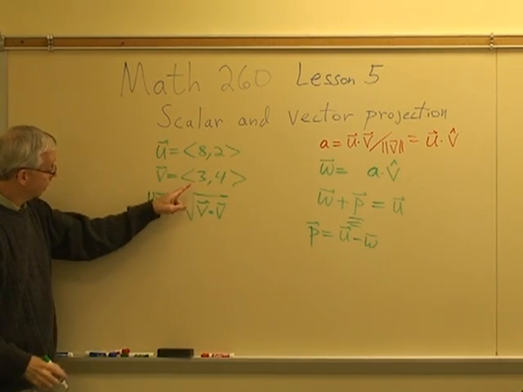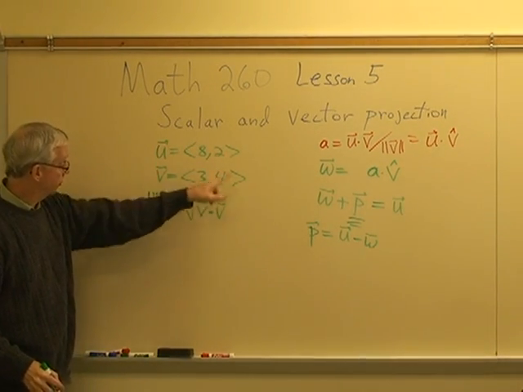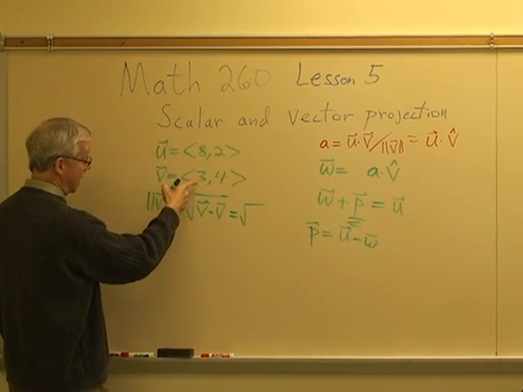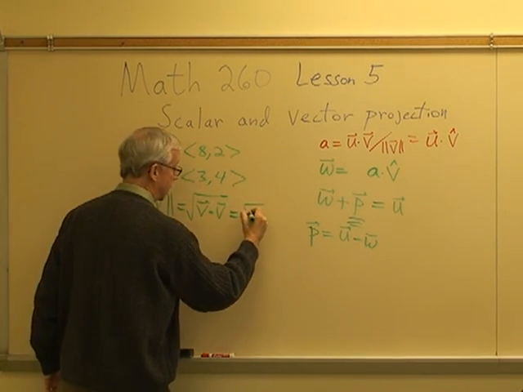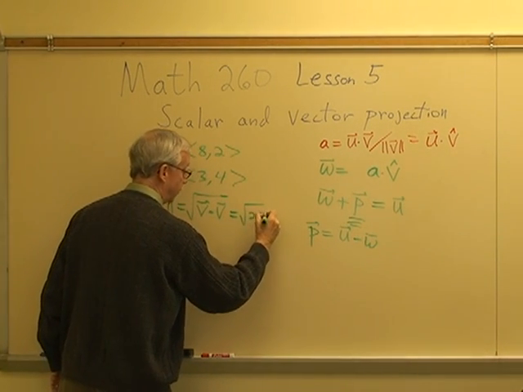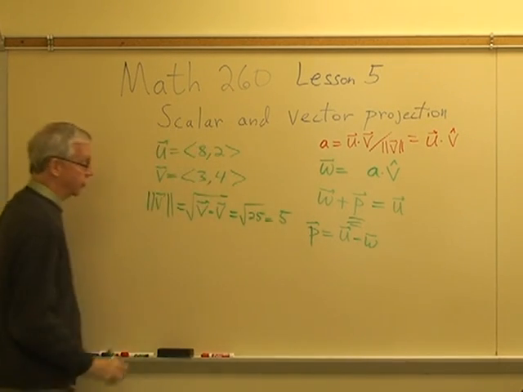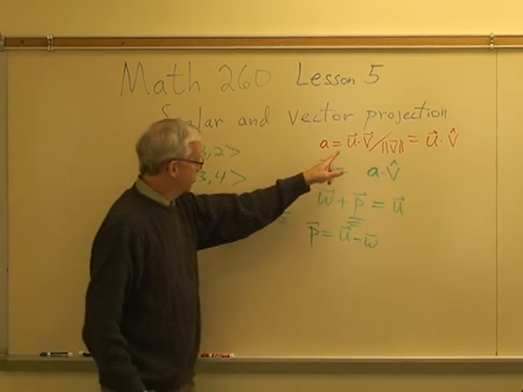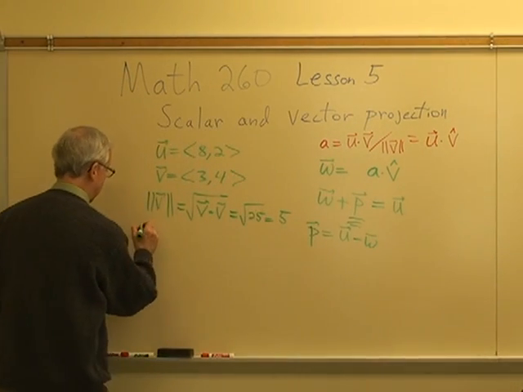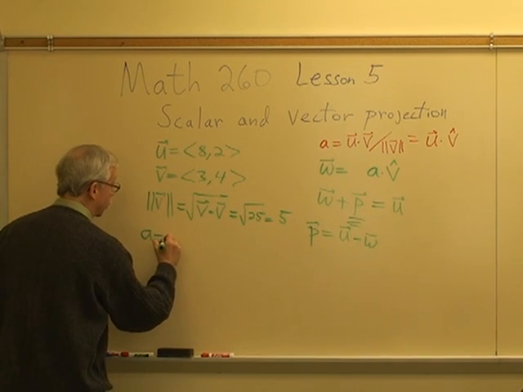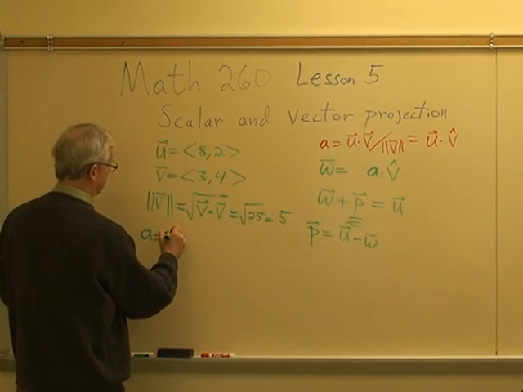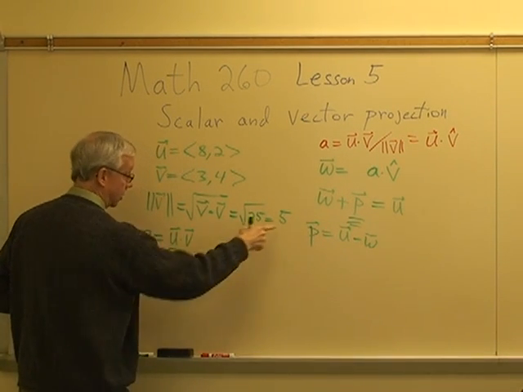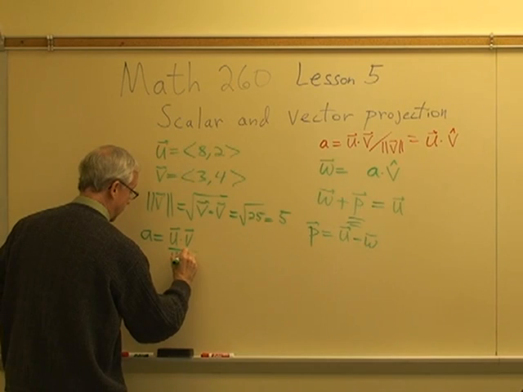Well, what is V dot V? It's 3 times 3 plus 4 times 4. That's the square root of 3 times 3 is 9, plus 4 times 4 is 16. 9 plus 16 is 25, or 5. So I gave myself an easy example. So now what would be the dot product U dot V? Well, I can get my scalar projection by taking the dot product U dot V, and then divide by the length of V.